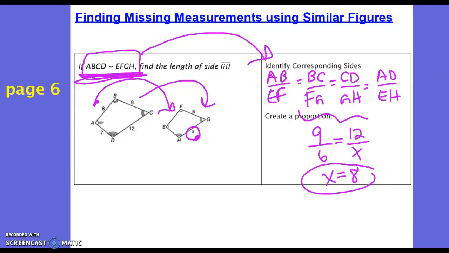So after you list all those, you know that you have to use this proportion or this ratio here because GH is a side you don't know. And then you can pick any one of these other 3 to make your final proportion to solve for X. And so I got X equals 8.